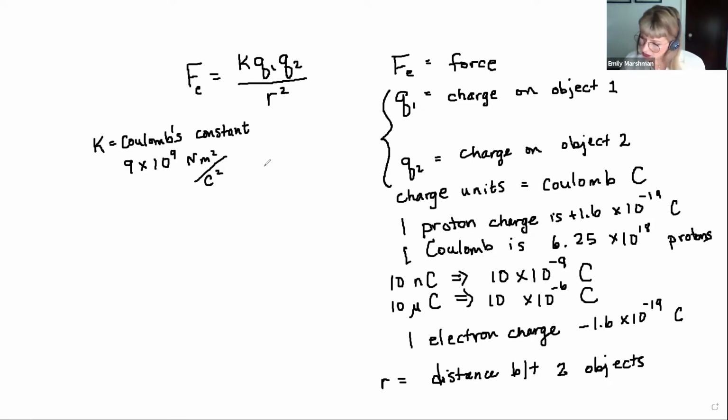And so I encourage you to go through example box 12.2 to see exactly how to apply and plug in the numbers for finding the electrostatic force between two charged objects.